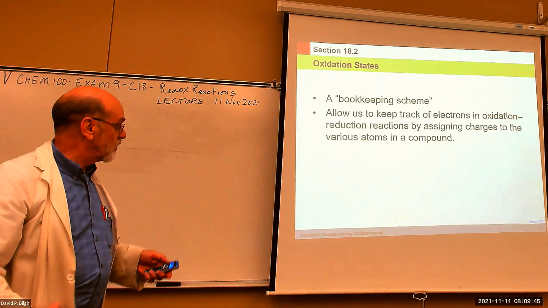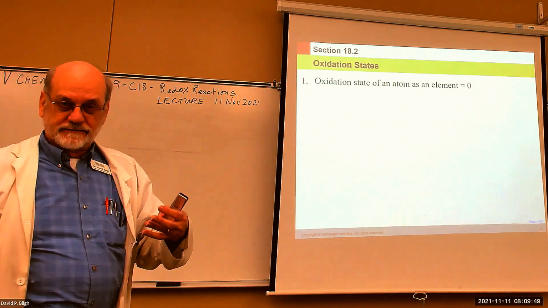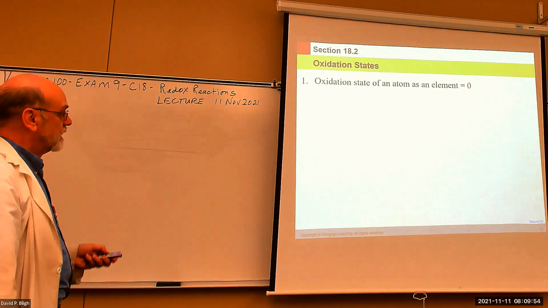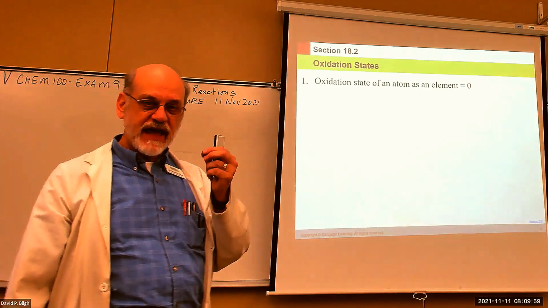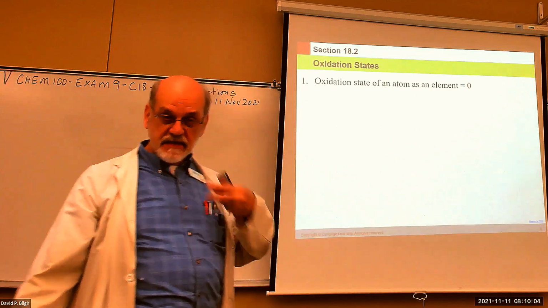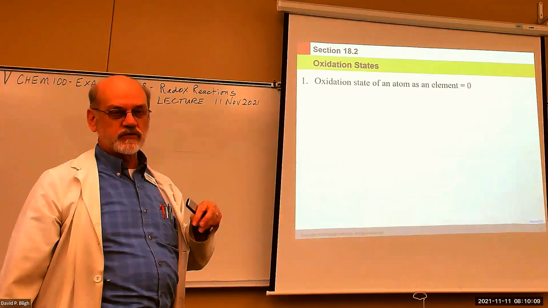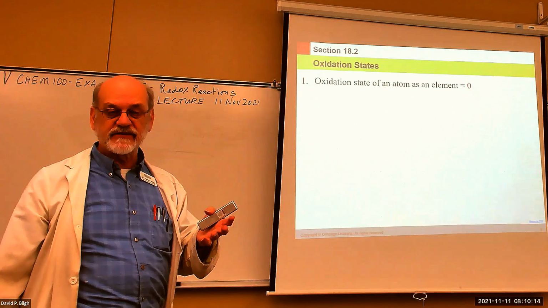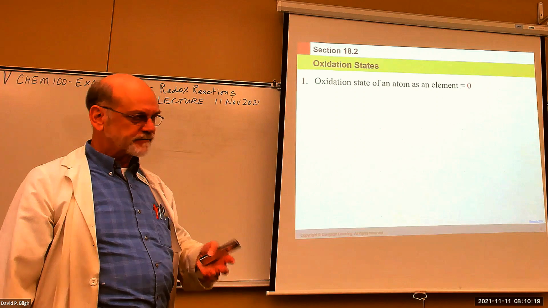All right, so here are the rules that govern oxidation state determinations. The oxidation state of an atom when it exists as a free element is 0. Now this is in the most stable state at standard temperature and pressure, which would be standard temperature for non-gases is 25 degrees Celsius. And standard pressure is 1 atmosphere.